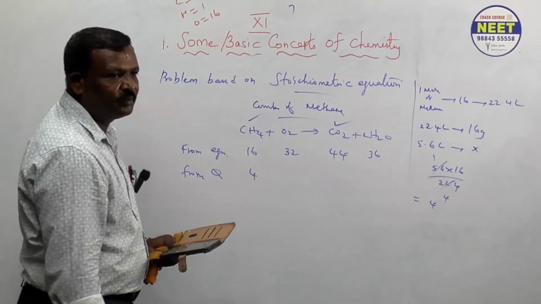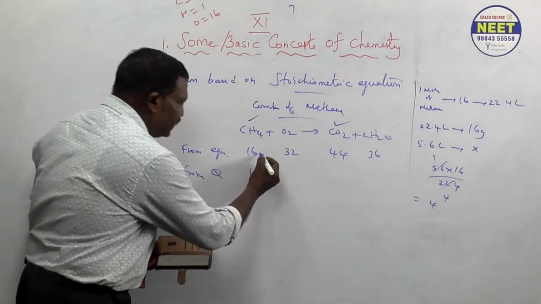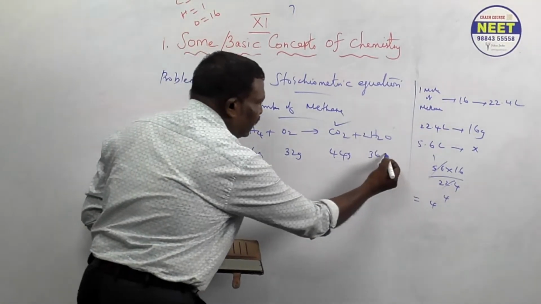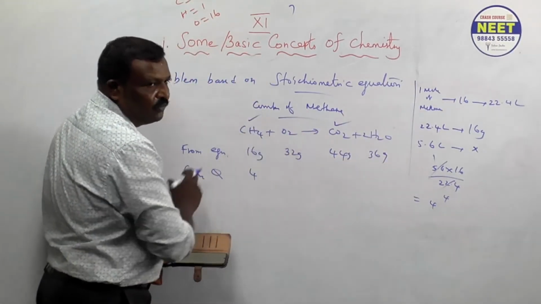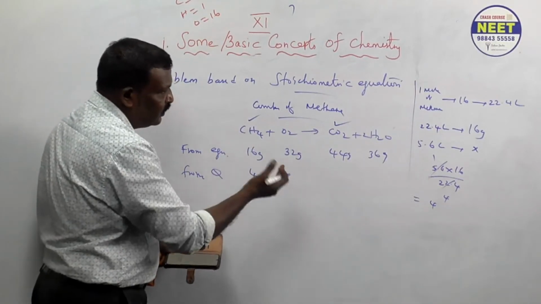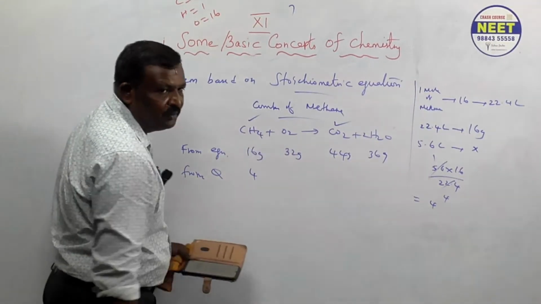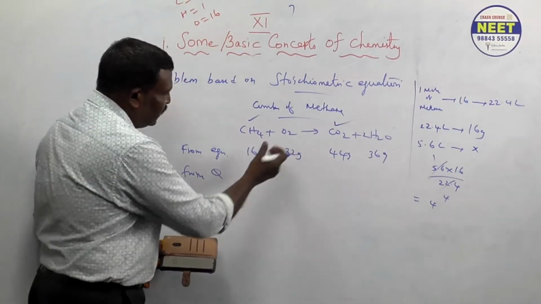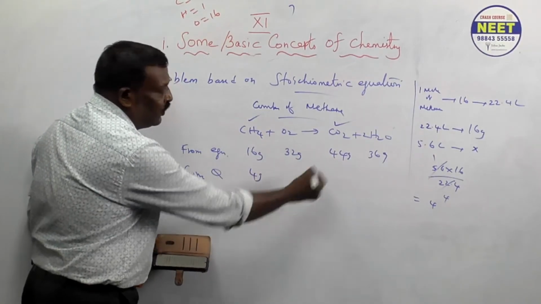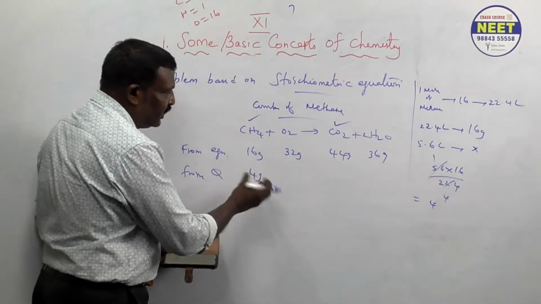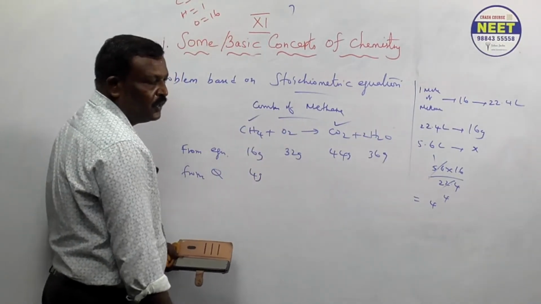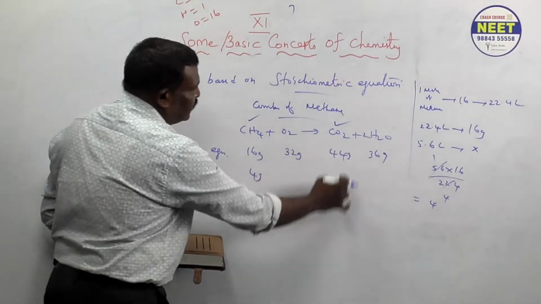Are you following? Here grams are going on. But the question is what? Volume is given, 5.6 liters, so we converted it into grams. So 4 grams. Therefore 4 grams contains. Understood? Instead of 4 grams, they have given it in liters. So now we compare these two.